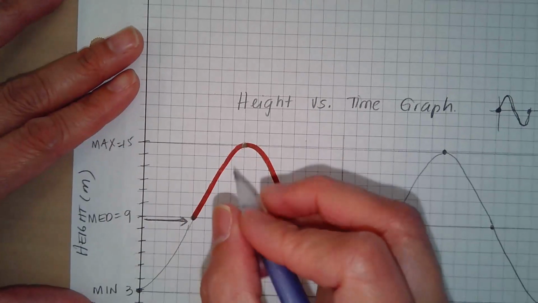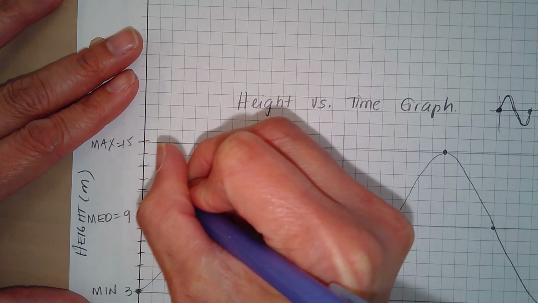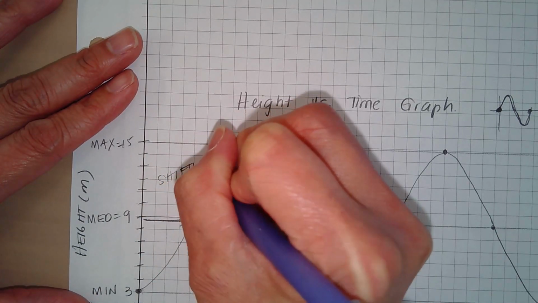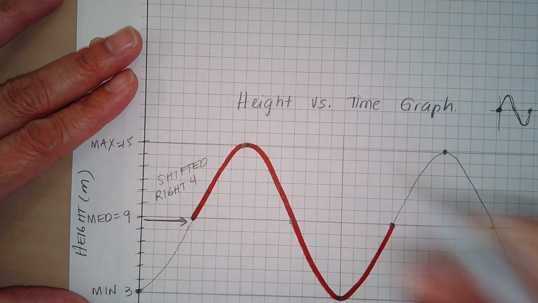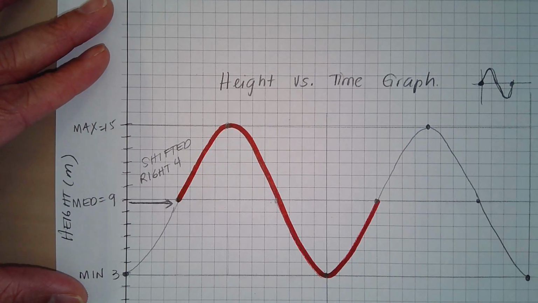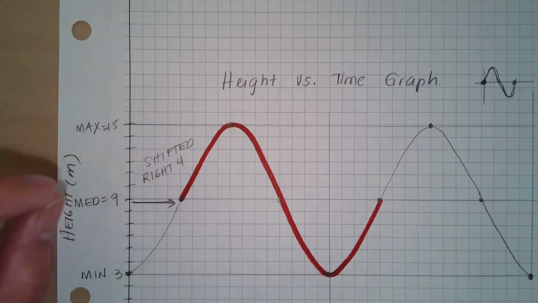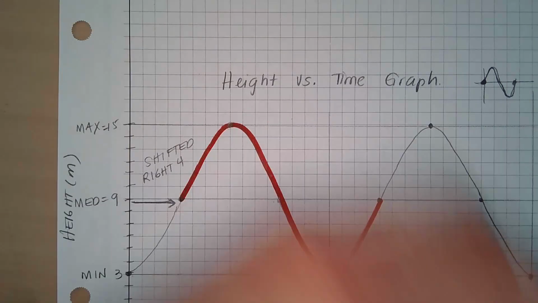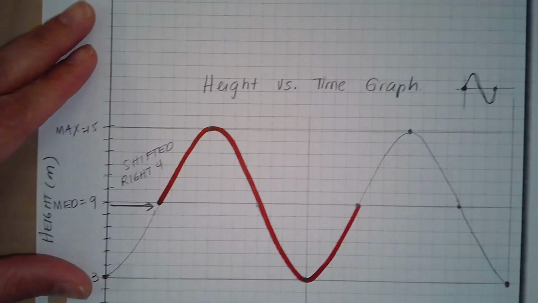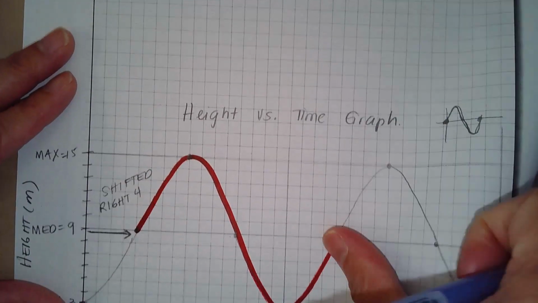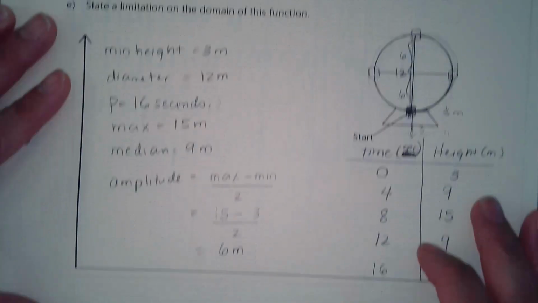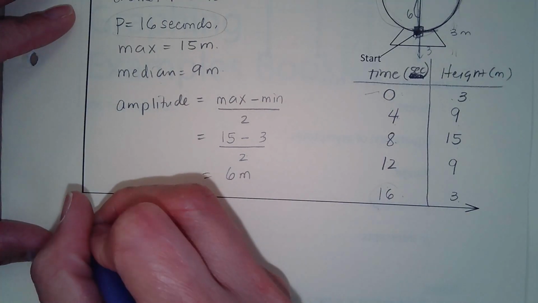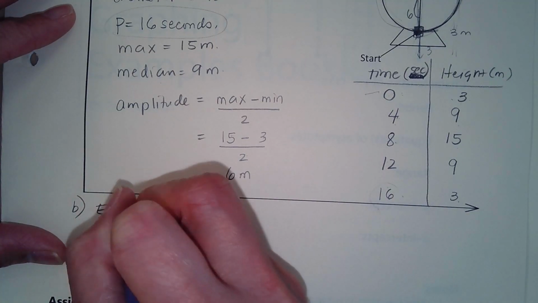Okay, I'm just going to write that down over here. So here, shifted right 4. So that's the last piece that we need for our equation. Okay, so what's our equation? Okay, let's go back in here. What's the equation? I'm going to do letter B, equation.